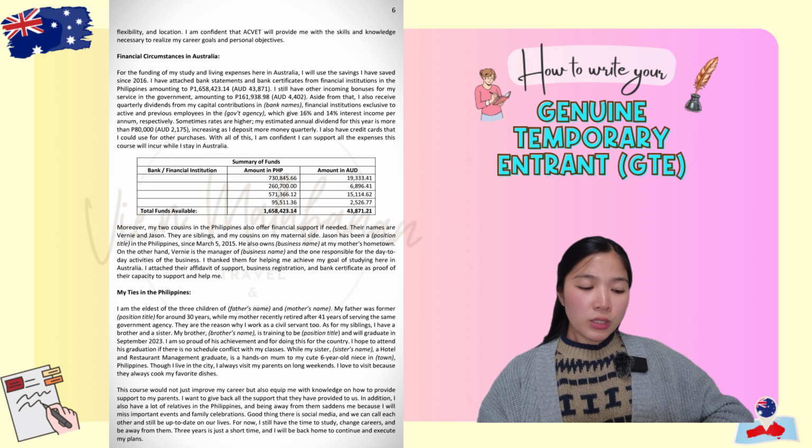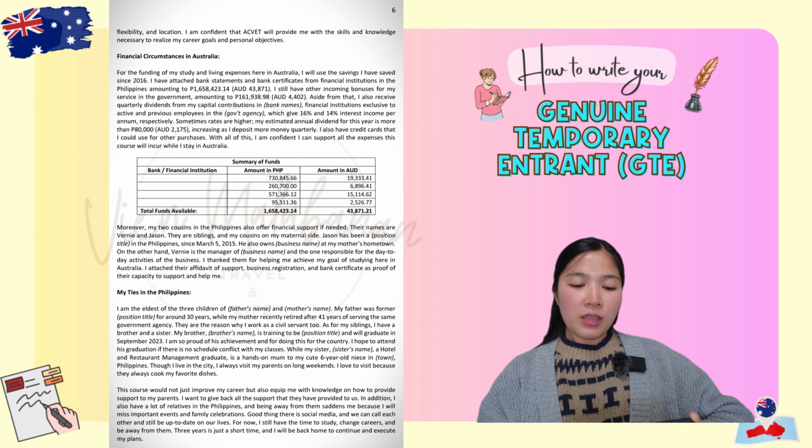Aside from that, I also receive quarterly dividend from my capital contribution in financial institution exclusive to active and previous personnel, which give 16% and 14% interest income per annum, respectively. Sometimes rates are higher. My estimated annual dividend for this year is more than 80,000 or 2,175 Australian dollars, increasing as I deposit more money quarterly. I also have credit cards that I could use for other purchases.